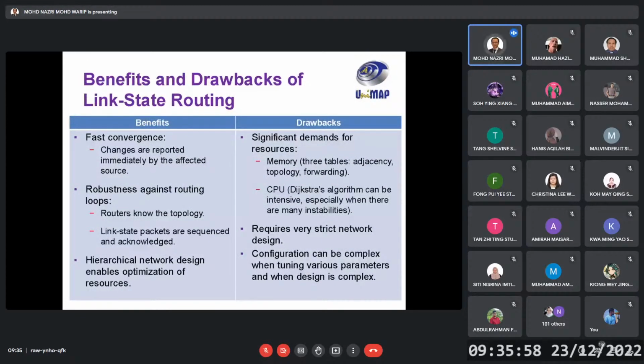So what are the benefits and drawbacks of link state routing? Benefit means the pros, the good points. Drawback means the bad points. The benefit of link state routing is fast convergence. That means changes are reported immediately by the affected source.